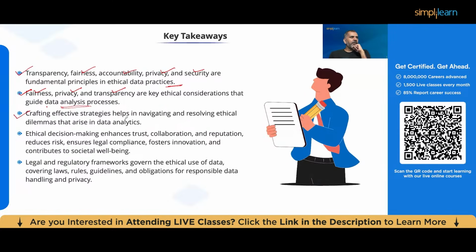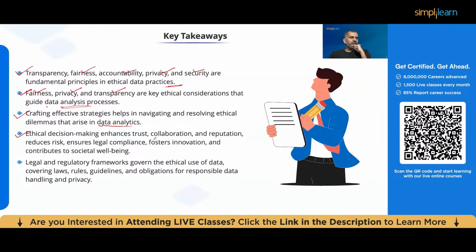Next is crafting effective strategies that help in navigating and resolving ethical dilemmas that rise in data analytics. Are we good with this? Understanding this point, crafting effective strategies helps in navigating and resolving ethical dilemmas. So there are certain challenges, but if we can craft certain strategies and follow the data practices, that basically solves our data analytics problem.